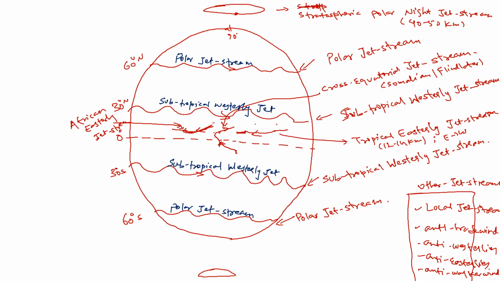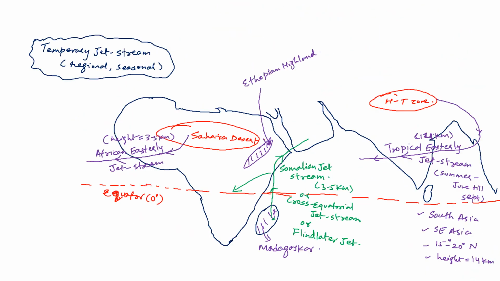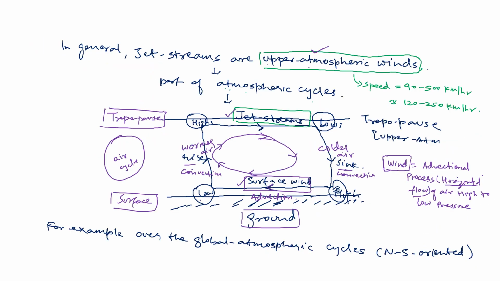So what are the reasons for these jet streams? You have seen the distribution pattern of all the temporary regional seasonal jet streams. This is the tropical easterly jet stream, this is the Somali or cross-equatorial or Findlater jet stream, and this is the African easterly jet stream. Now, what is the general reason for jet stream occurrence, and why do these acquire such characteristics?